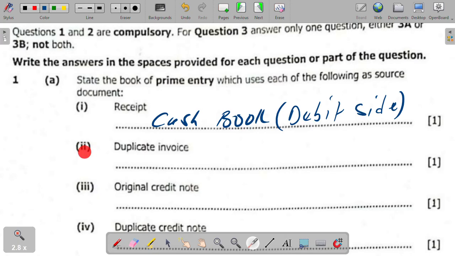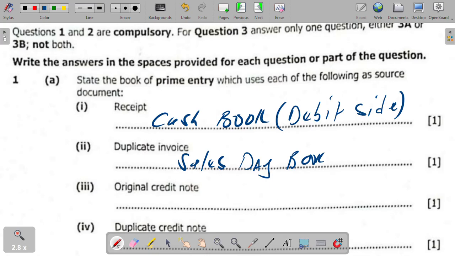We continue. Roman numeral 2, duplicate invoice. Which book of prime entry uses duplicate invoice? Our answer here is the sales day book, or sales journal. So the book that uses duplicate invoices is the sales day book, or the sales journal.